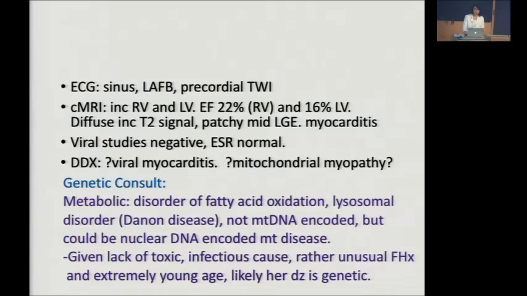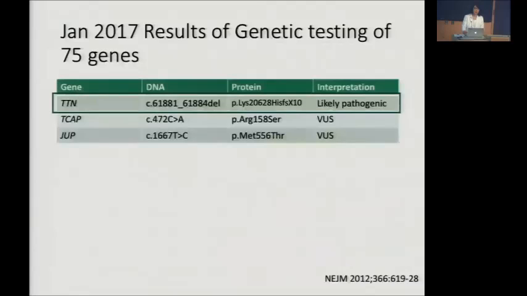This took 3 months to accomplish for reasons I won't get into here, but the results were diagnostic. We found an answer. She has a likely pathogenic variant in the gene TTN, which encodes titin. Now, she also, in this evaluation of 75 genes, had reported variants in 2 other genes, which I'll get back to in a minute, but those were both considered to be variants of uncertain significance. So these 2 results are not diagnostic, but this one is.